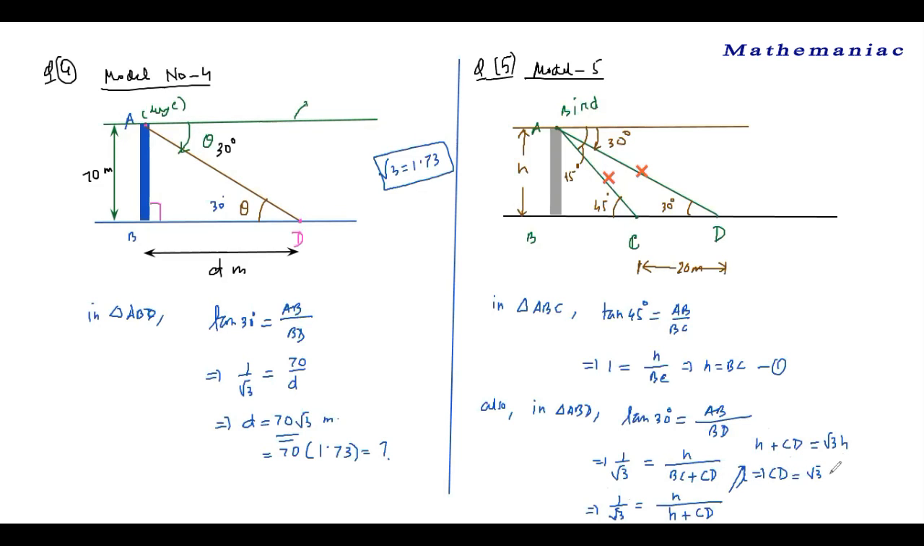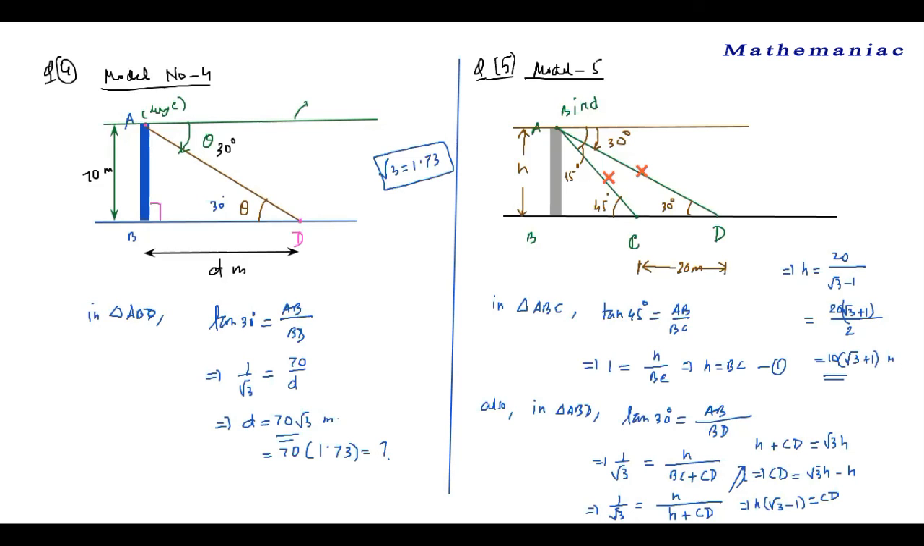So CD will be equal to root 3 H minus H. Why have I taken H to the right side? Because root 3 H is bigger. Now from here I can take H common, so CD equals H into root 3 minus 1. What is the value of CD? CD is 20. So H will ultimately be 20 by root 3 minus 1. And then of course it is your moral responsibility to rationalize it. So your overall answer will be 10 of root 3 plus 1 meters.